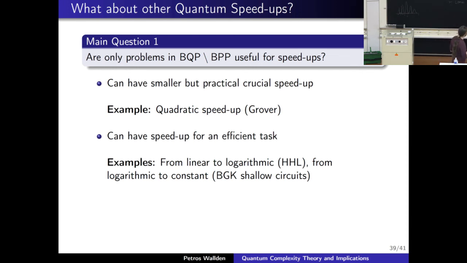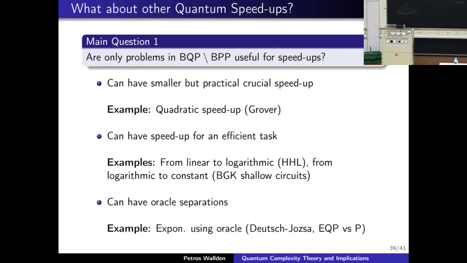So this is HSL, for example. So this is an algorithm that is not of this type. Here you have exponential separation, but it's not between polynomial and exponential. It's between polynomial and logarithmic. And there is even this shallow circuit result that the classical complexity to solve this type of problems is logarithmic, while quantumly you can solve it in constant depth. So there are these types of separation. You can also have oracle separations, as we discussed, Deutsch-Jozsa.